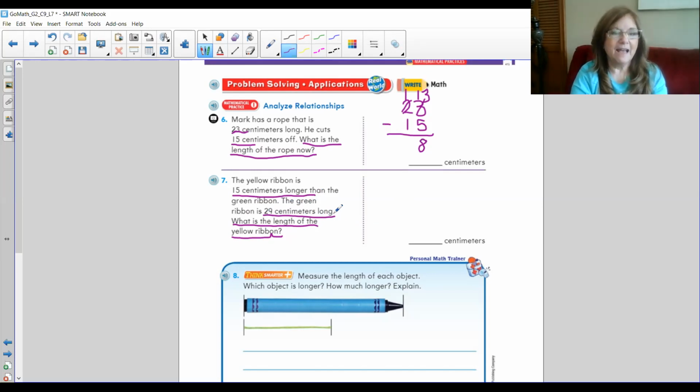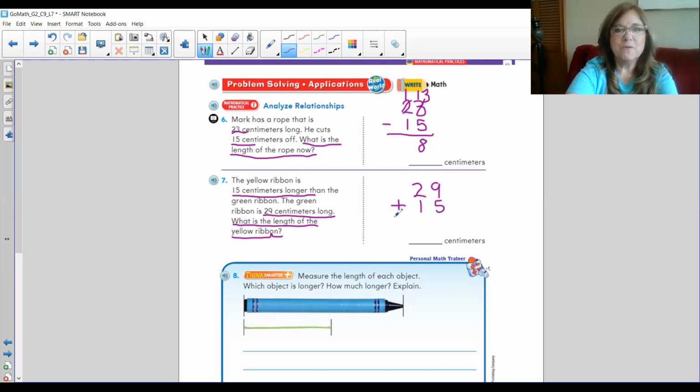I think we need to add, because we only know the length of the shorter ribbon, and that's 29. Okay, so if the green ribbon is 29, we put 29, and then I'm going to put a plus sign, and we want to add the 15 centimeters, because if the green ribbon is 29 and the yellow ribbon is 15 centimeters longer, then we add that.